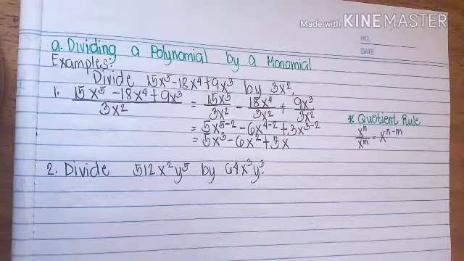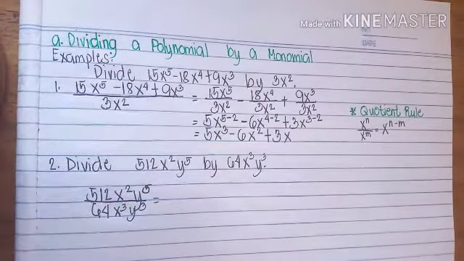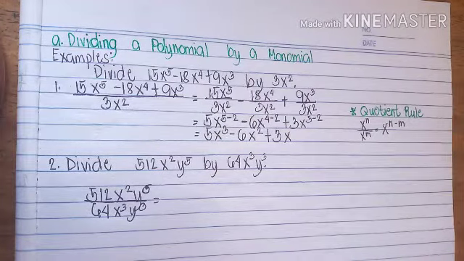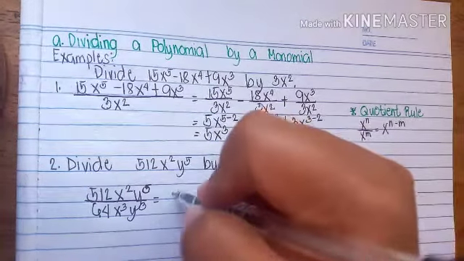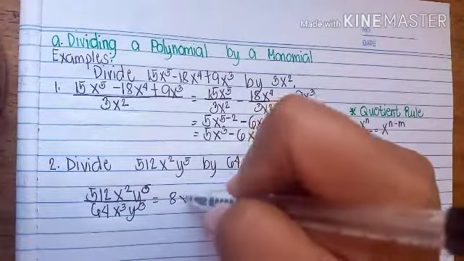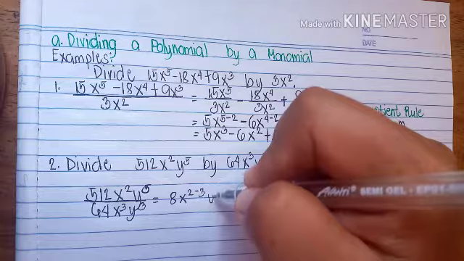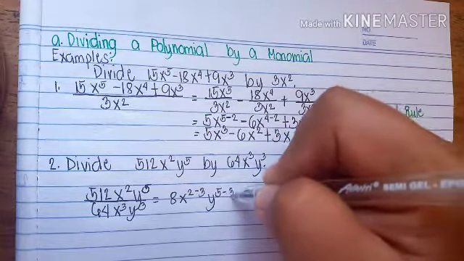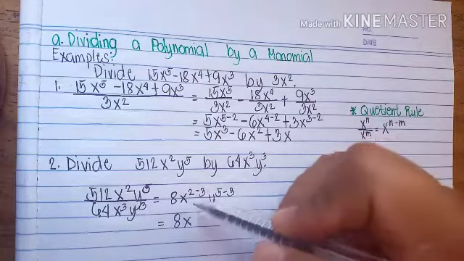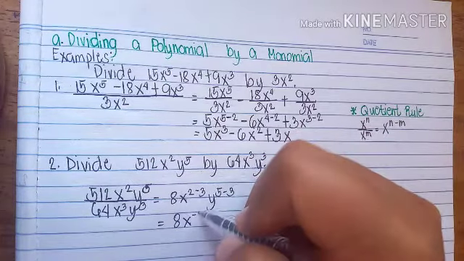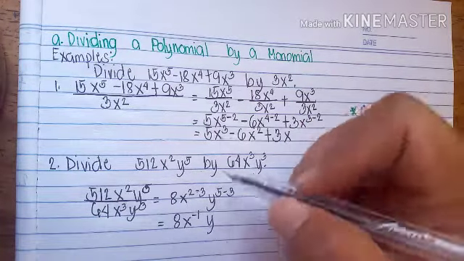Now the second example here has two monomials. Now let's try to do what we did for example number 1. We divide 512 divided by 64, that would be your 8. And we subtract the exponents. So 2 minus 3, y 5 minus 3. So we now have 8, x would be raised to negative 1, since 2 minus 3 is negative 1, and y raised to 2.